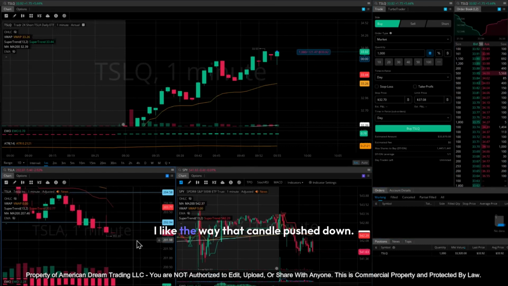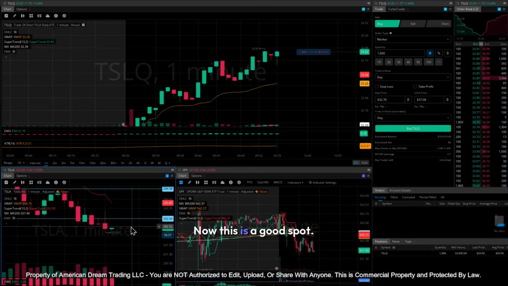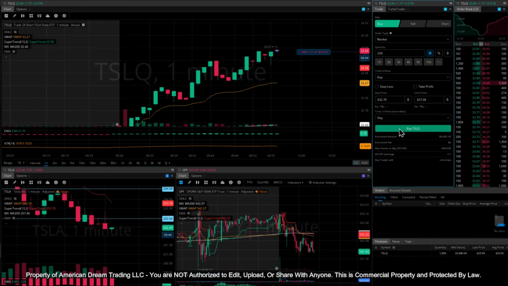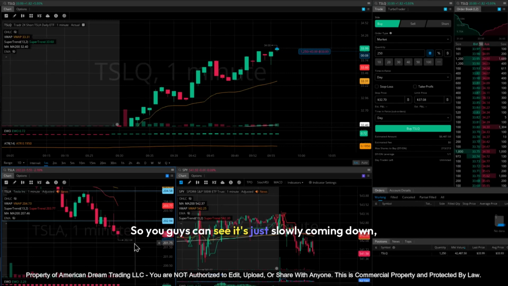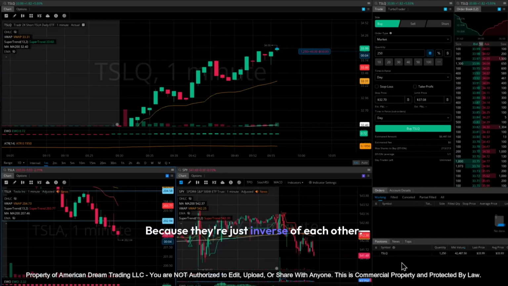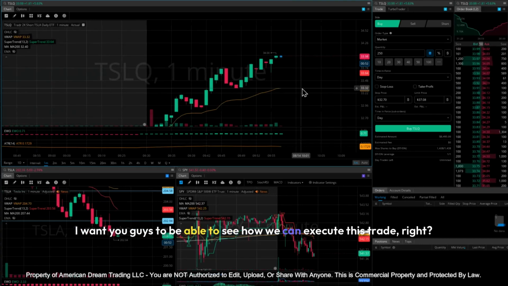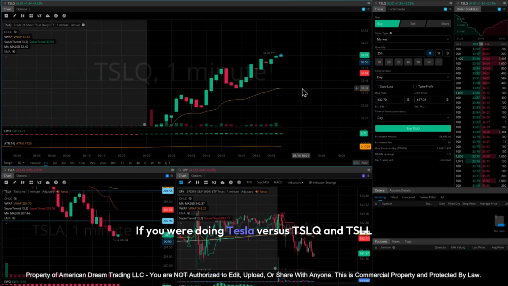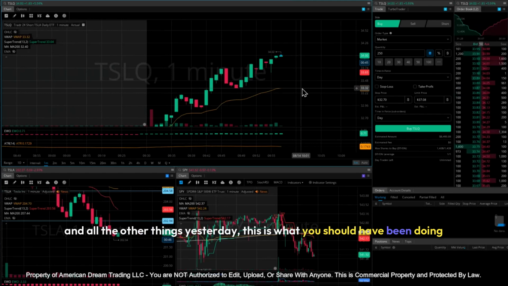There we go. I like the way that candle pushed down. Now this is a good spot. Yeah, I like it down there. There's a seller's wick on that too. Looks good. Yeah, that's what I liked about it. That big wick. There it goes. So you guys can see it's just slowly coming down. The other one's slowly going up, right? Because they're just inverse of each other. I want you guys to be able to see how we can execute this trade, right? If you were doing Tesla versus TSLA and TSLL and all the other things yesterday, this is what you should have been doing all day, right?